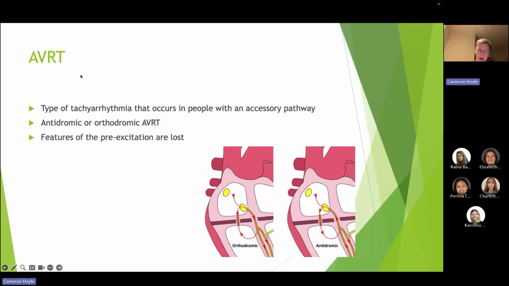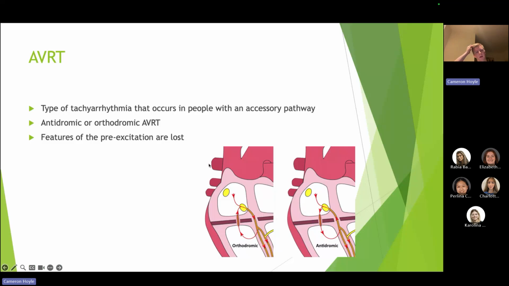AVRT is the other sort of SVT, and this is the one that occurs in those that have got an accessory pathway. So this classically is your bundle of Kent that you get with Wolff-Parkinson-White syndrome. You've got your AV node here, and in the first type of AVRT, the electrical impulse goes down the AV node and then goes back up the reentrant pathway and forms its own little circuit like that. And it can go the opposite way, so it can go down the accessory pathway and then back up through the node in that way.